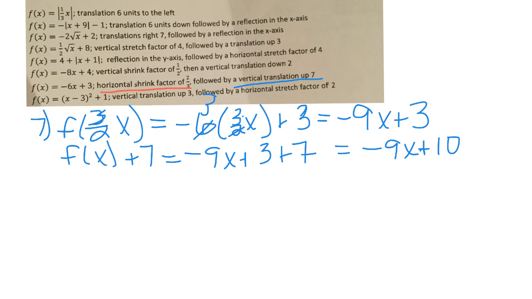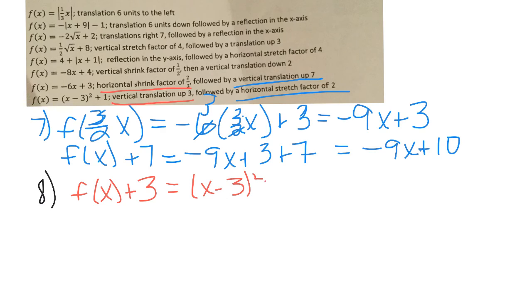And the last one here, vertical translation up 3, followed by a horizontal stretch factor of 2. Let's see, number 8. Vertical translation up 3. So f of x plus 3. So that's x minus 3 squared plus 1 plus 3, which is x minus 3 squared plus 4.